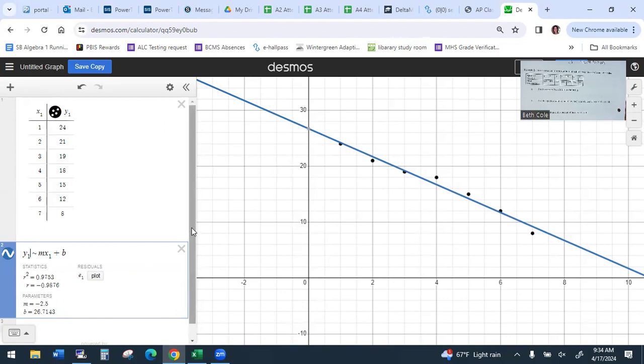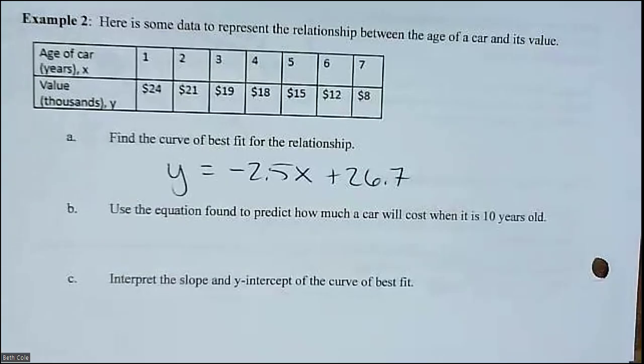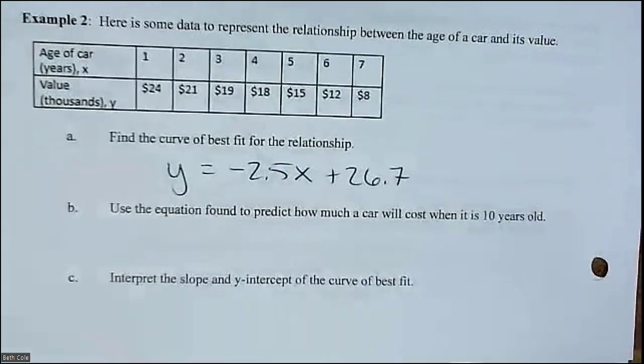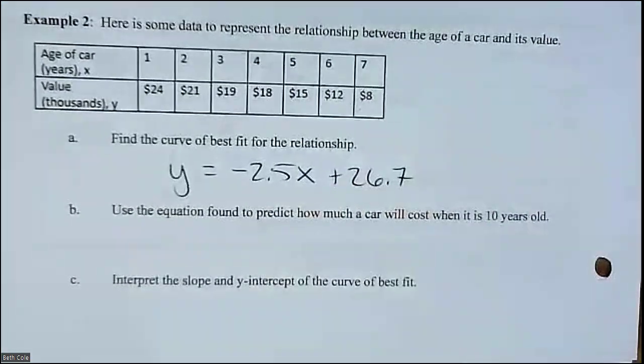I know if you're in the back, it's kind of small to see, but if you're in the front, can you see these numbers here? M and B. It says M is negative 2.5 and B is 26.7. And that's what you're going to put on your paper. It told me those two numbers.